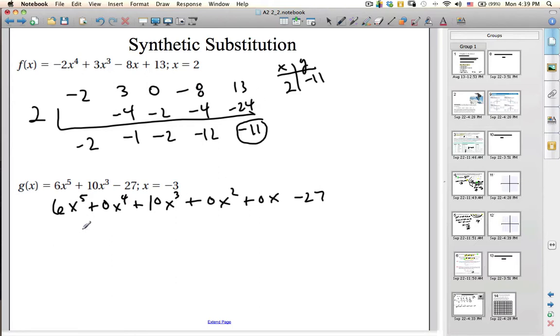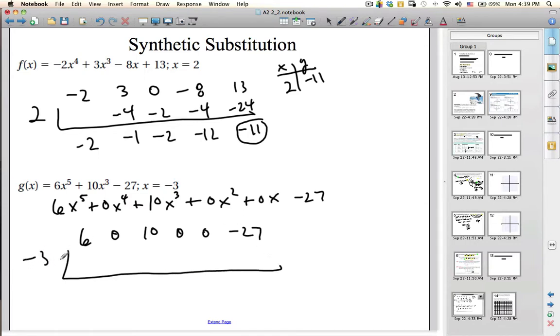If I bring the coefficients down now, 6, 0, 10, 0, 0, negative 27. And I'm going to substitute in negative 3. 6 plus 0 is 6, times negative 3 is negative 18. Plus 0 is negative 18, times negative 3, that's going to be positive 54. Plus 10 is 64.